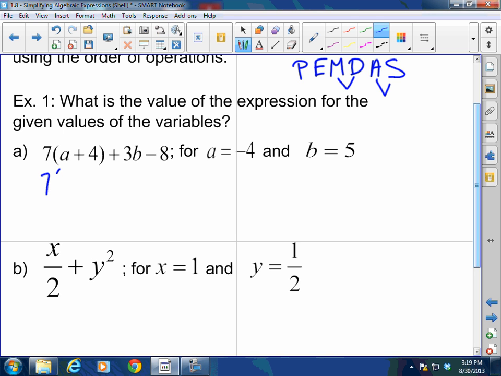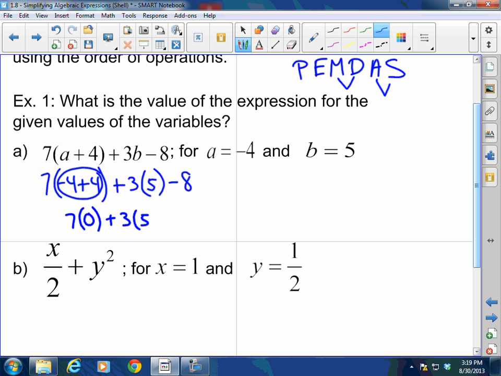I've got 7 times A, which is negative 4, plus 4, plus 3 times B, which is 5, minus 8. Well, this is going to be parentheses first, so we do the inside here. That's 7 times 0 plus 3 times 5 minus 8. There are no exponents, so now I'm going to multiply and divide in order from left to right. 7 times 0 is 0 plus 15 minus 8.